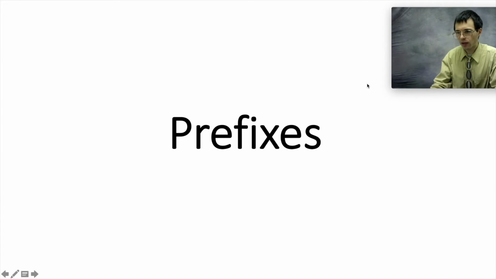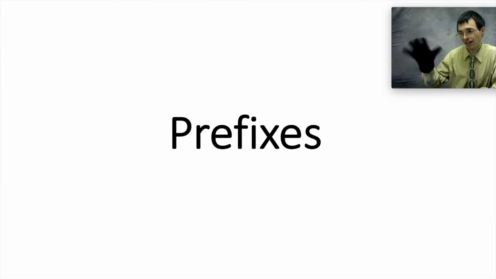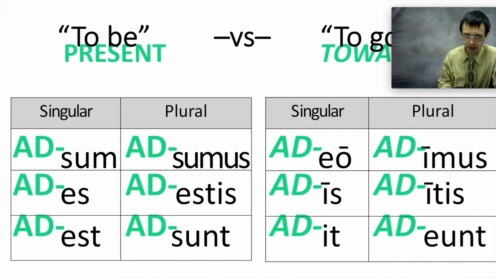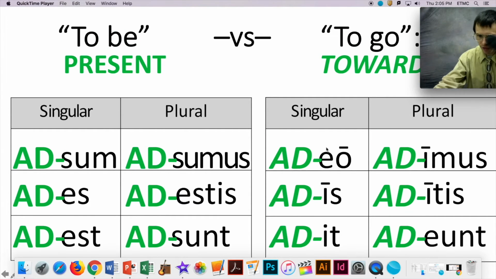Okay, so the next thing we have to learn is the prefixes that can go on this verb to go, because this can actually make 5 different words out of it. So if we put a prefix in front of eo, we get adeo, which means to go toward. Ad is, you go toward. Ad it, she goes toward. Ad imus, we go toward. Ad itis, y'all go toward. Ad eunt, they go toward.